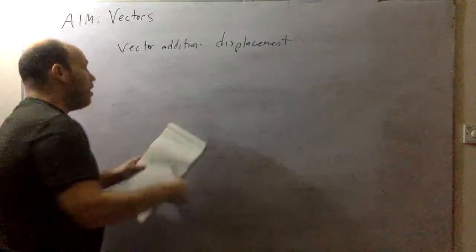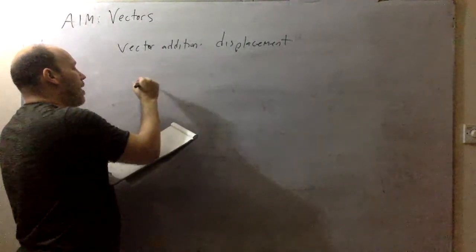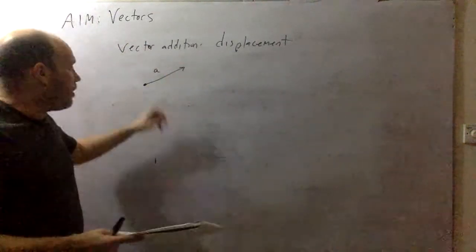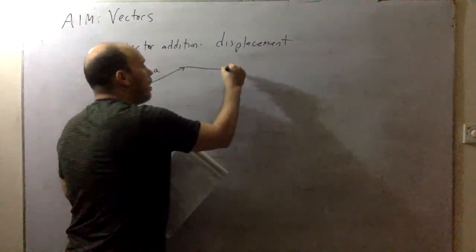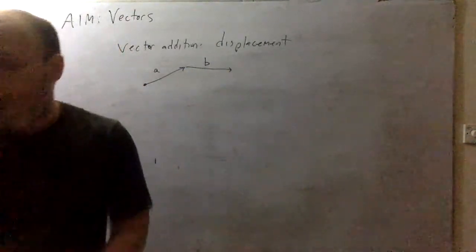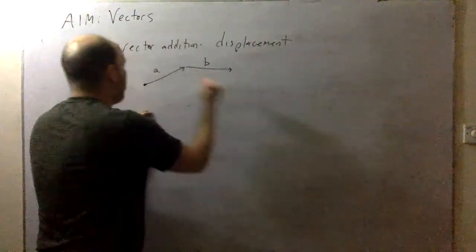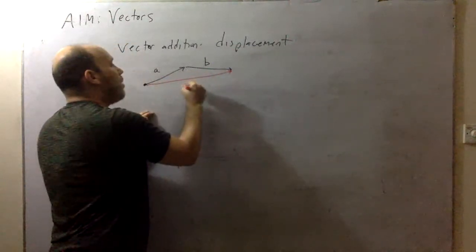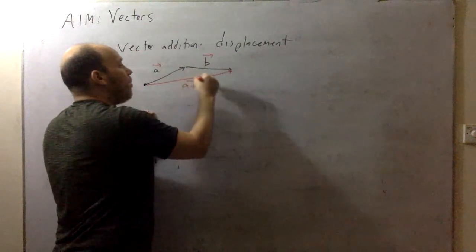So the idea is, we're starting here, and we go along the first vector. That's A. So we go tail to tip. Now we start the new journey. The new journey is B. Tail to tip. Well, we can claim that we have this vector here, and we're going to call this A plus B. So this is vector A, vector B, A plus B.